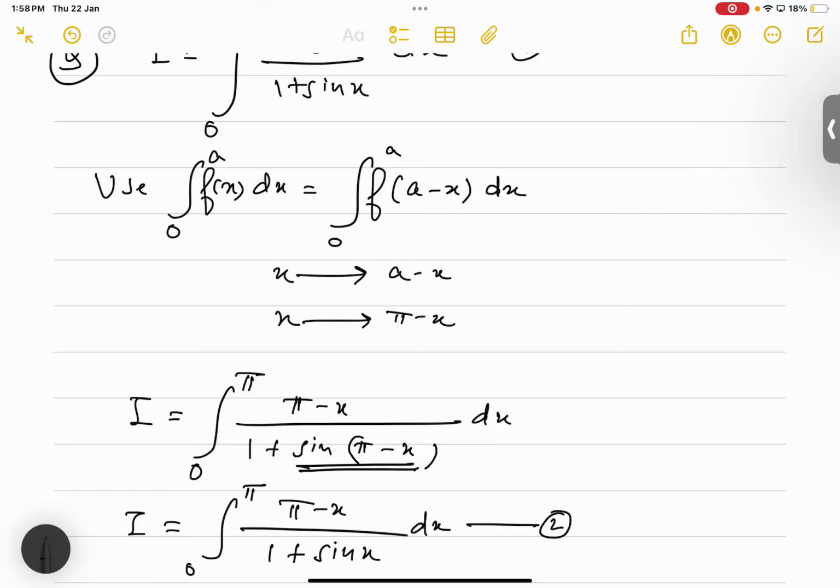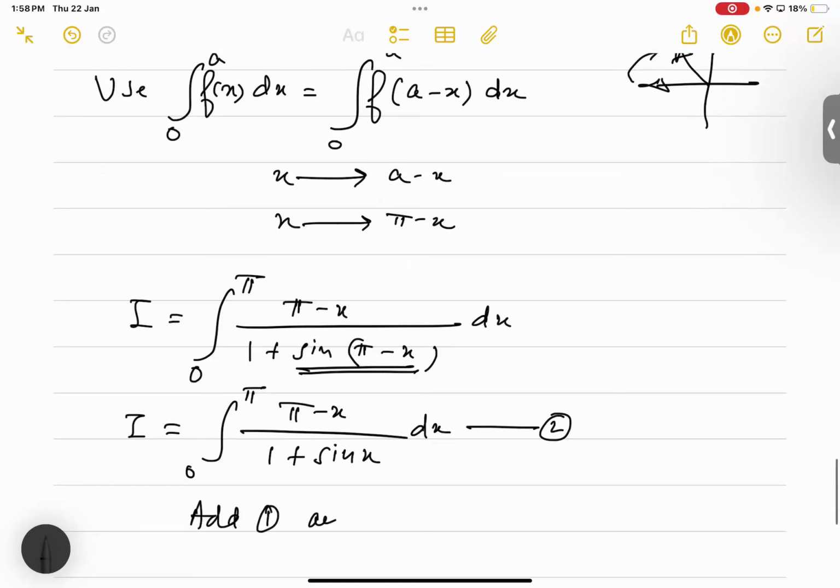Sin pi minus x is sin x. Pi is over here, minus is clockwise. Sin is positive in the second quadrant. Sin x remains sin x because of the x axis. Pi is on the x axis. After this, what should I do?